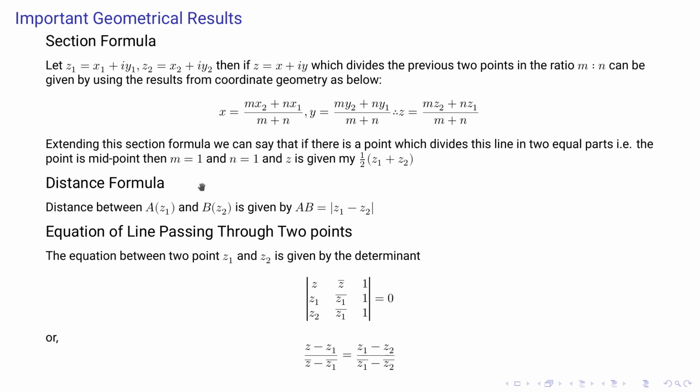Distance formula we kind of have already proven. So the distance between z1 and z2 is modulus of z1 minus z2. Now the equation of a line passing through 2 points is given by this determinant being equal to 0. The determinant is z, z bar, 1; z1, z1 bar, 1; z2, z2 bar, 1, equal to 0. Now if you evaluate this determinant, you will get (z minus z1) divided by (z bar minus z1 bar) is equal to (z1 minus z2) divided by (z1 bar minus z2 bar).